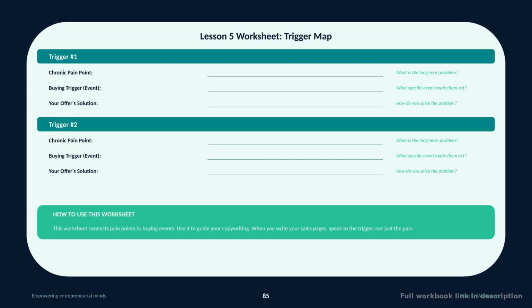Pause the video and open your workbook to the Lesson 5 worksheet. For each trigger, write the chronic pain point, the specific buying event, and your offer solution. This worksheet connects pain points to buying events. Use it to guide your copywriting. When you write your sales pages, speak to the trigger, not just the pain.